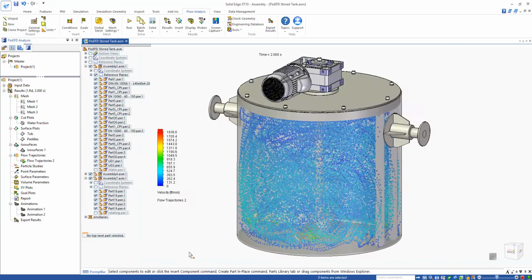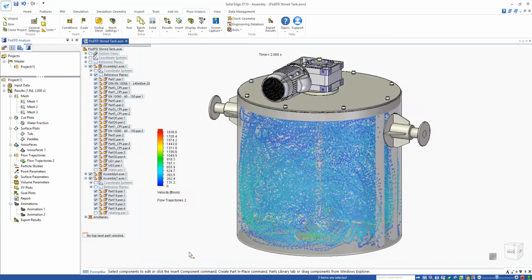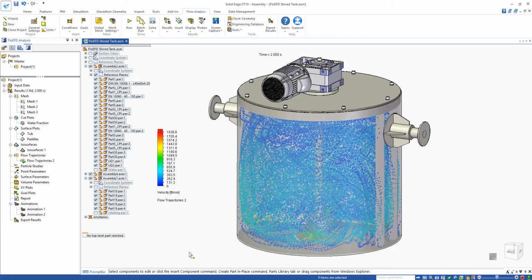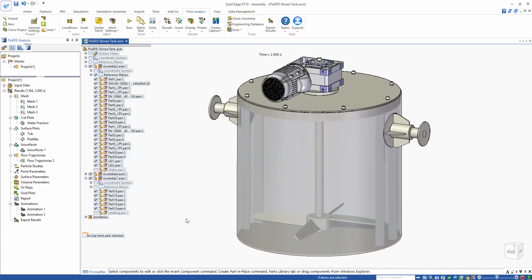By animating the flow trajectories, we can see how the virtual particles will move in the flow. We can see how the flow moves up the outside of the tank with a radial velocity due to the moving paddles. This has been a demonstration of FLOEFD for Solid Edge.